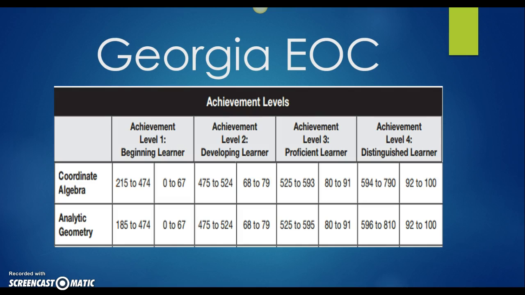And in this case, level 3 are proficient learners, which means they get it, they understand what's going on, they have a higher level of learning. And then level 4 are the distinguished learners. Those are our top tier students who are performing extremely well on the EOC. And this is the coordinate algebra or algebra 1 and the geometry side of the EOC.